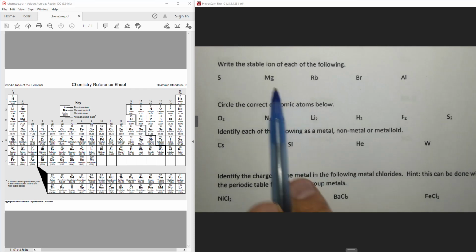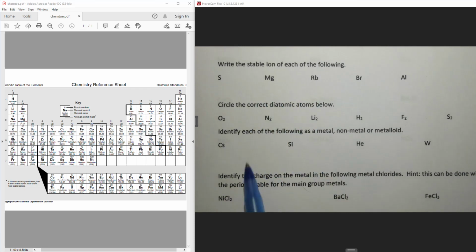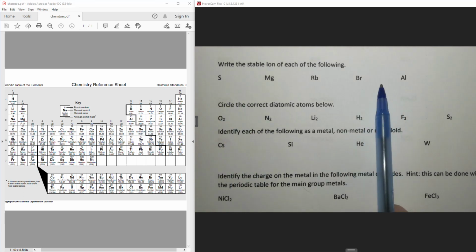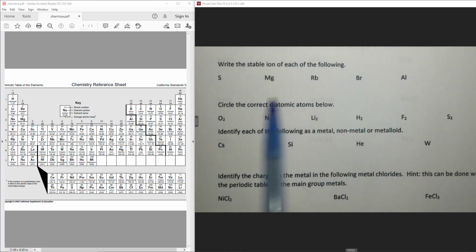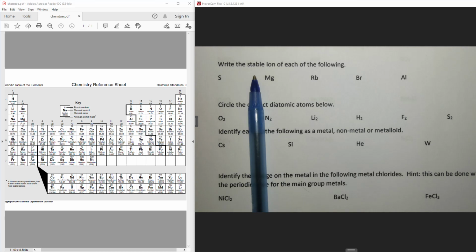This question says, write the stable ion for each of the following. So these molecules, atoms, like to gain or lose electrons so they can be like their nearest noble gas. So if you have fluorine, for example, it likes to gain an electron to be like neon.